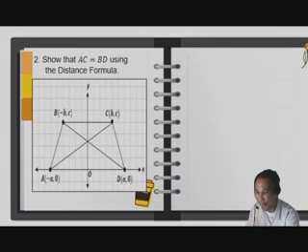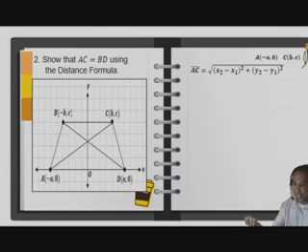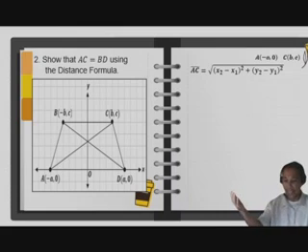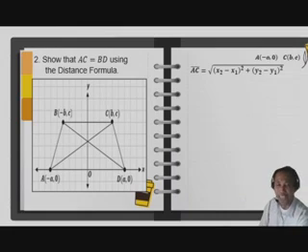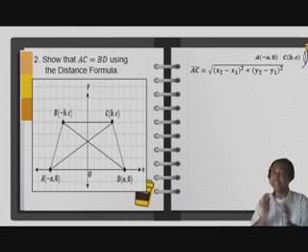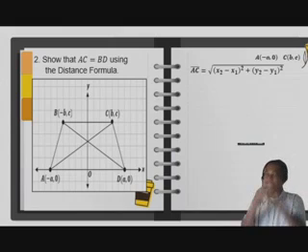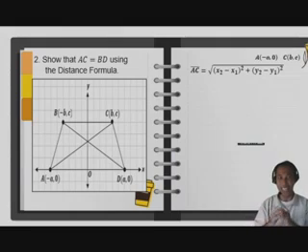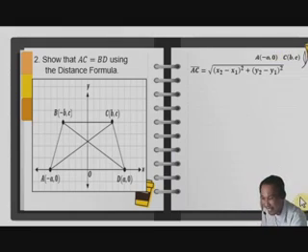Ayan yung ating drawing. Okay, we have here our AC. Patutunayan natin na yung segment AC and segment BD ay equal. Ayan. Paano natin papatunayan yon? Siyempre, gagamit ulit tayo ng ating distance formula. Hindi natin makakalimutan yung ating nagamit kanina. Okay? So, let's continue.